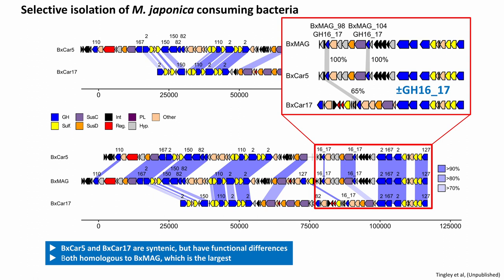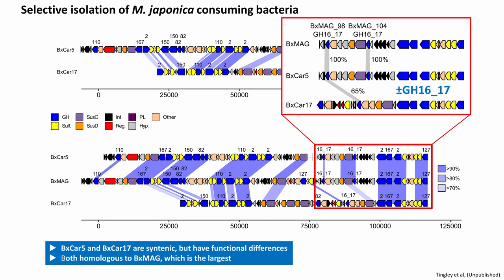So this is our MAG, and this is CAR5. Now, this gene I've highlighted, this is called GH16 subfamily 17. Why do we care? Well, this is actually an enzyme that fragments carrageenan polysaccharide. So it's upstream in the pathway.